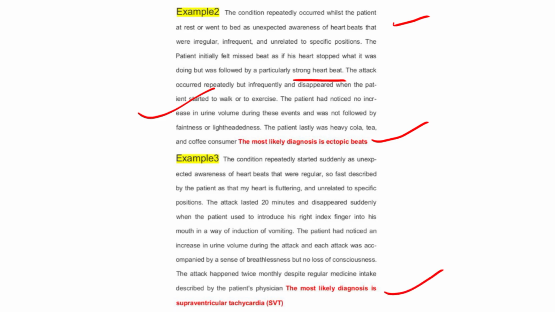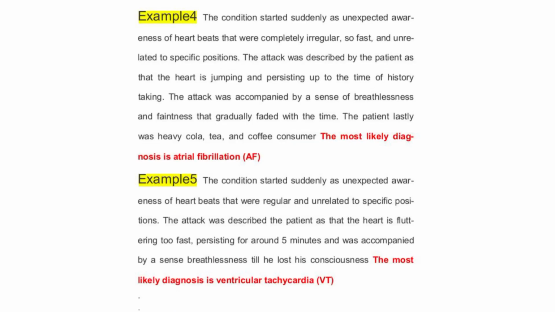Next we have a diagnosis of supraventricular tachycardia, in which there is unexpected awareness of the heartbeat that was regular and unrelated to the specific position. The attack lasts for 20 minutes and disappears suddenly when the patient introduces his right index finger into his mouth in a way of induction of vomiting. There is increase in the urine volume during the attack and it is associated with breathlessness but no loss of consciousness. This is the diagnosis of SVT, supraventricular tachycardia.